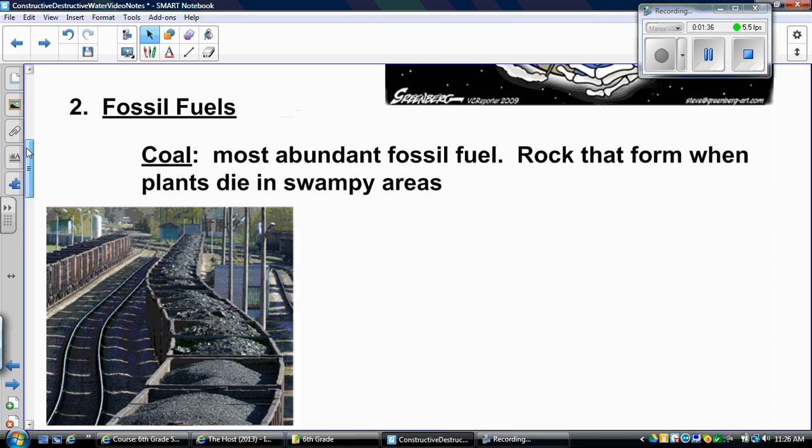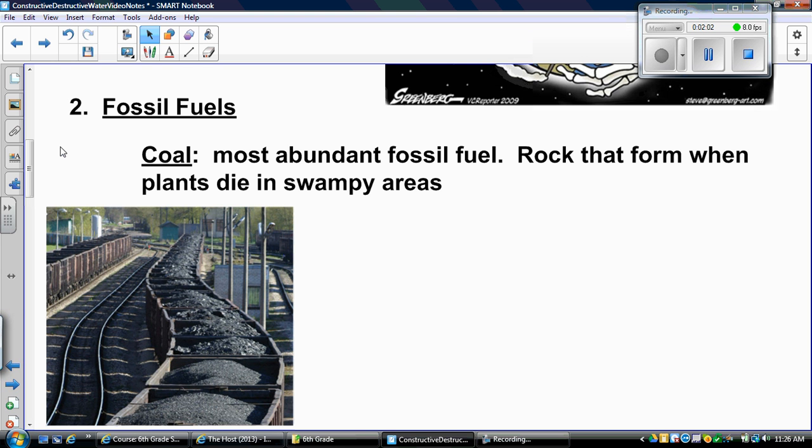So there are three types of fossil fuels. First one is coal. It's the most abundant fossil fuel. It's the one we have the most of. Okay, coal is a rock that's formed when plants die in swampy areas. So when plants die in swampy areas, over time, this takes millions of years. Most of the coal that we're getting formed 65 million years ago. So that was back when the dinosaurs were here.